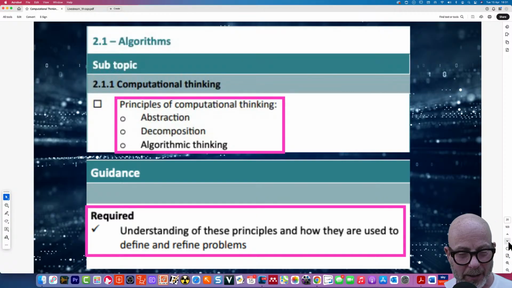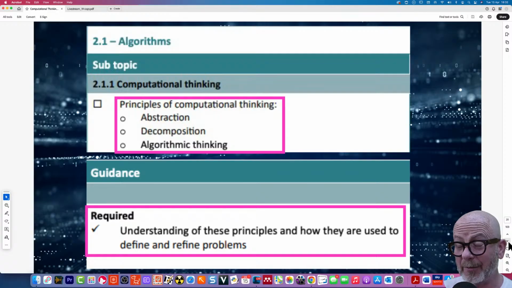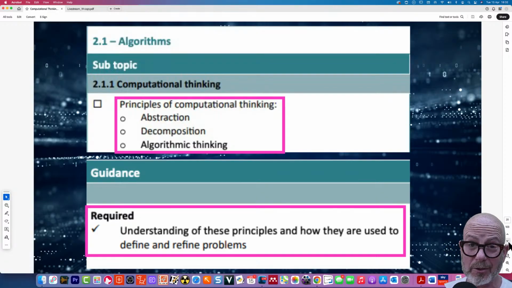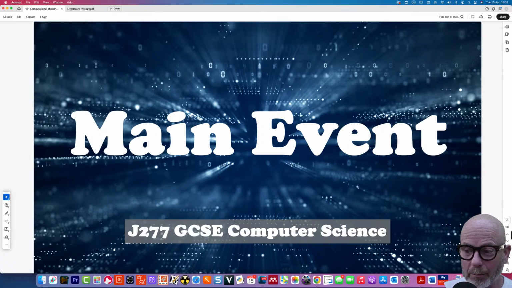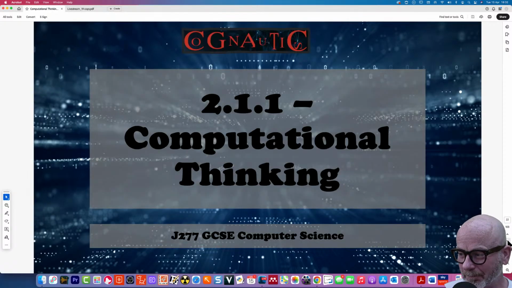What's it all about? Right, so we are looking at 2.11, which is computational thinking, and that focuses on abstraction, decomposition, and algorithmic thinking. That's really the topic we're looking at today. What you need to know is how these principles are used and how they can be used to refine and define problems, thinking about different situations in which they may be used. We'll do a little bit of that today, jumping in and looking at the most obvious example of abstraction. I always think decomposition is a bit easier, but abstraction is more difficult to actually describe.